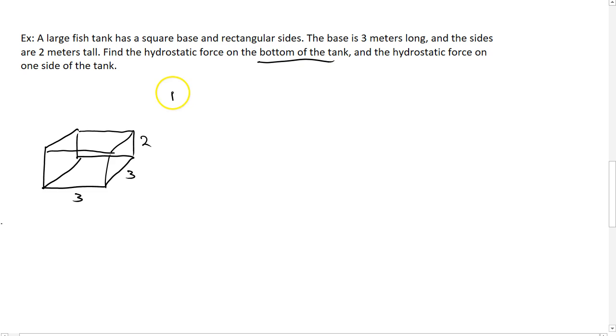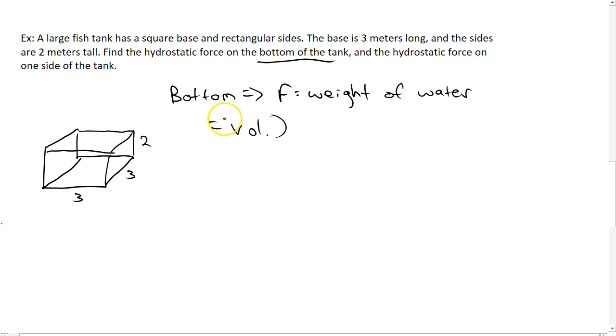So on the bottom, it's easy. The force is just the weight of gravity. So, sorry, not the weight of gravity, the weight of the water, which is the force caused by gravity pulling on the water. So what's that going to be? Well, I guess we're going to have how much water do we have, which is the volume, times the density. Let's call this the weight density.